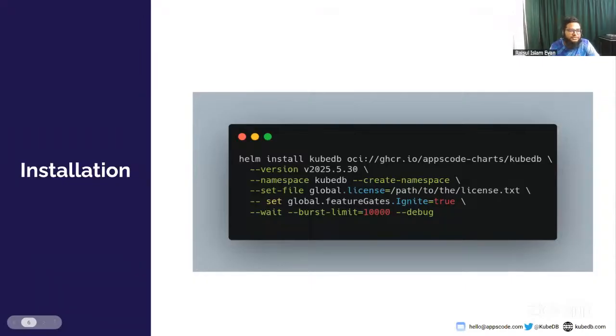Here is the installation process. To install KubeDB on your Kubernetes cluster, you can use the Helm command. You need a license to install it. You can visit kubedb.com to get the license.